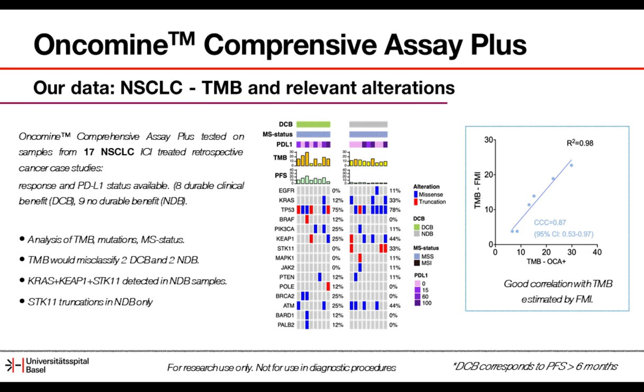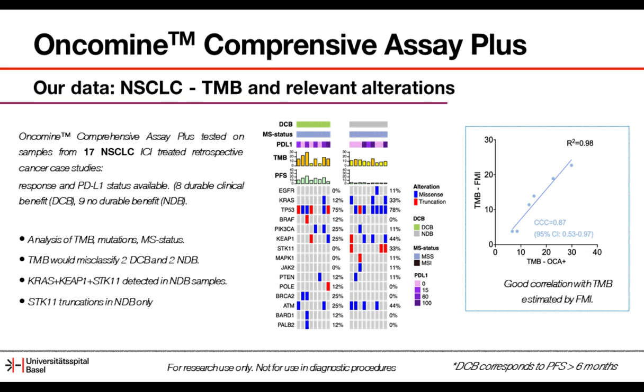If we go and look at the mutational status of these patients, we also can see some interesting features. So as I discussed before, STK11 and KEAP1 mutations, especially in association with KRAS, have been linked to resistance to immune checkpoint inhibitors, and indeed we did find them only in our no durable benefit cohort.